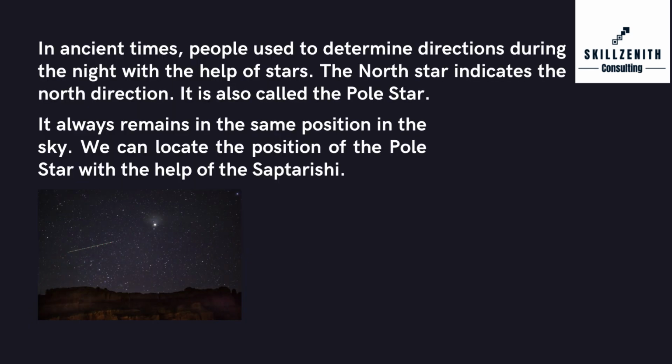Now let's study something about the North Star. In ancient times, people did not really have GPS or a compass. So what they used to do is, they used to determine directions during the night with the help of stars. So they would look at the stars and determine exactly which position they were in. So the North Star indicates the north direction. It's also called the pole star. So whenever they would see the North Star, they would realize that that is the north direction.